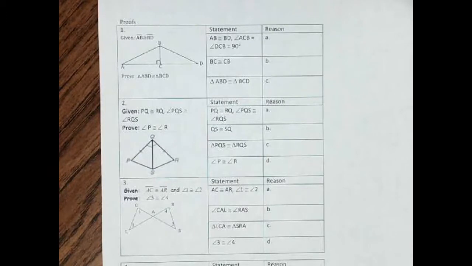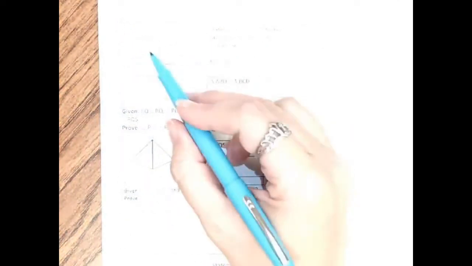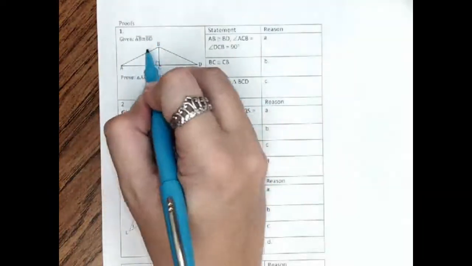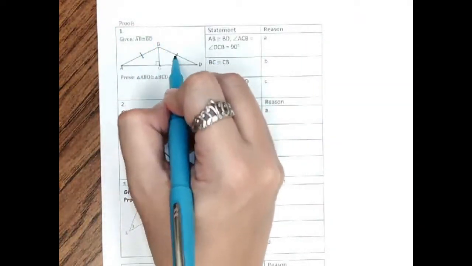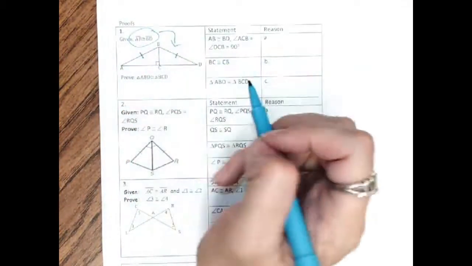Okay, now we're going to look at the last page, which has the proofs on it. The first thing is always what we're given in the triangle, and remember, you should always put the information you're given on the picture to begin with. AB is congruent to BD. Don't put the proof on there, just the stuff that's given is what goes on the triangle. Then our first step is always what we were given.